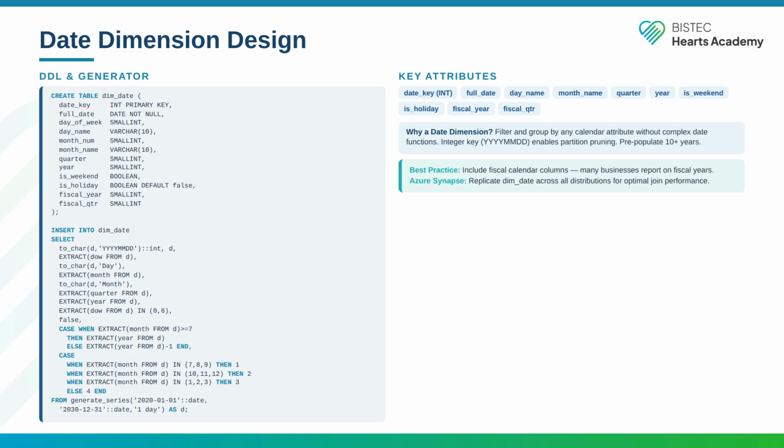In Azure Synapse, always replicate dim date across all distributions. It is a small table with only a few thousand rows, and replicating it avoids expensive data movement during joins with hash distributed fact tables.